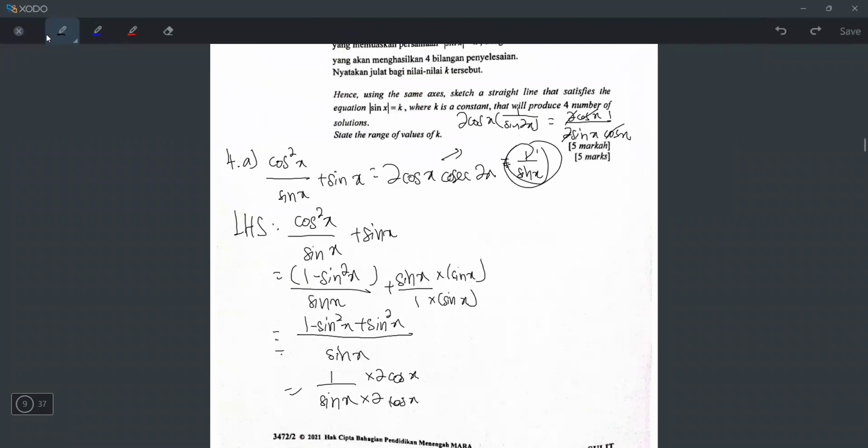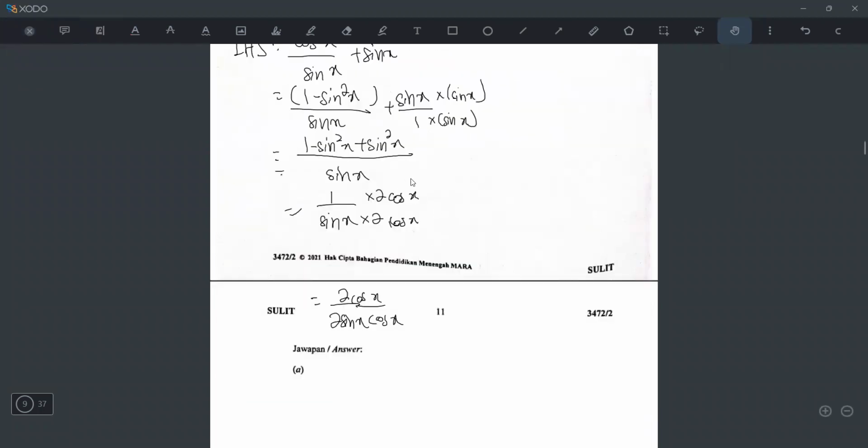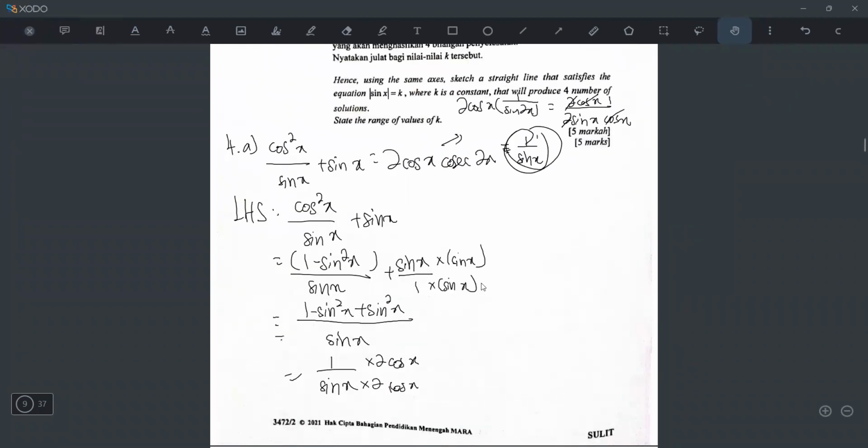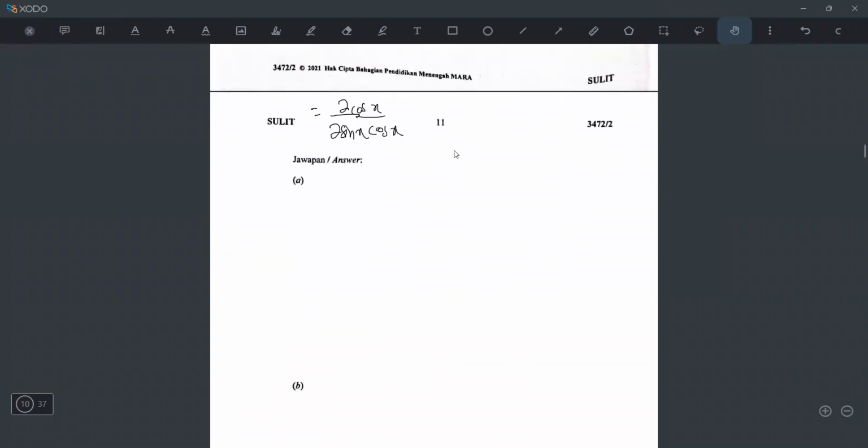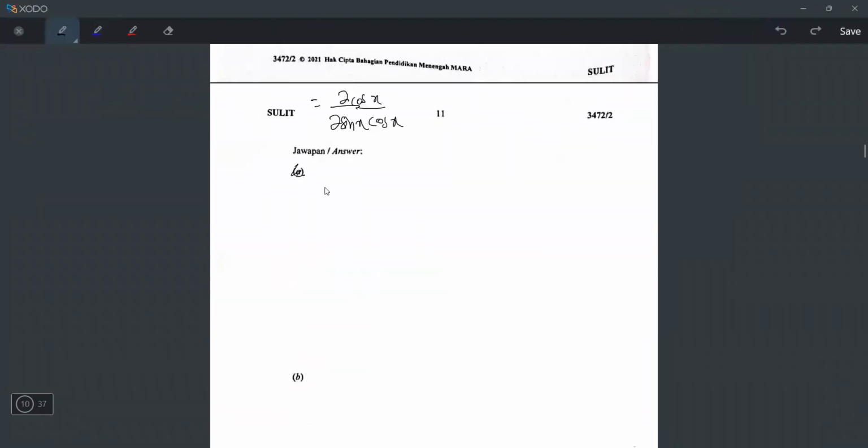Confirm, because how can you know you have to times 2 cos x? If you never write this, you will never know. Okay. Now you can finally solve it.